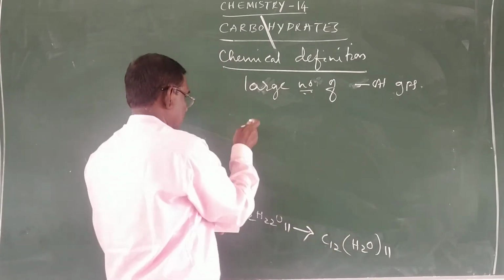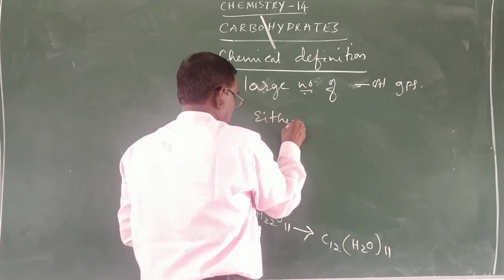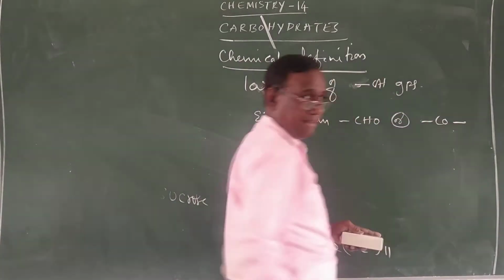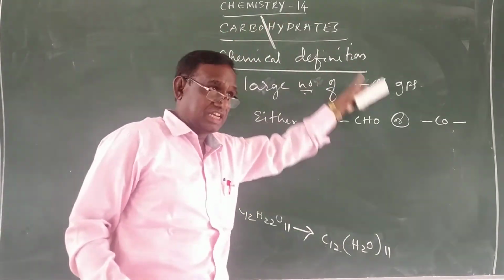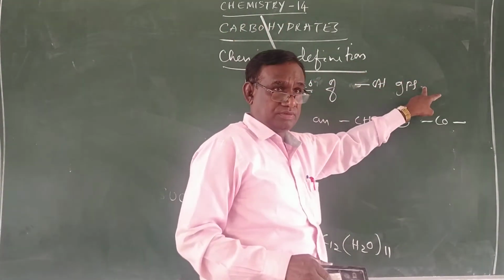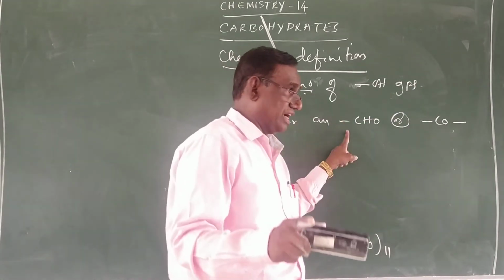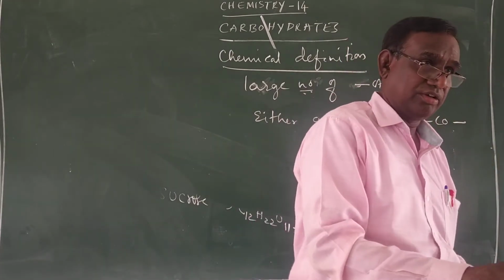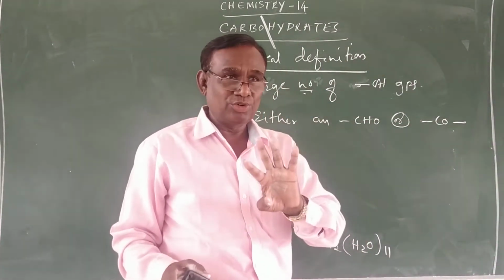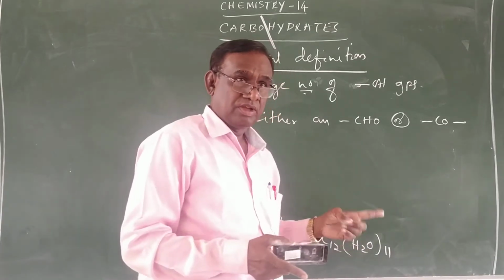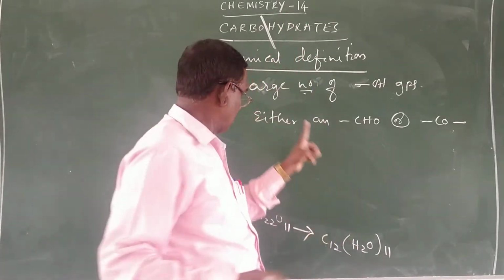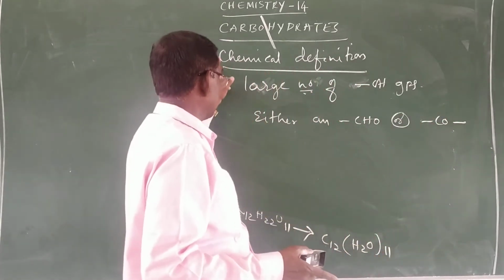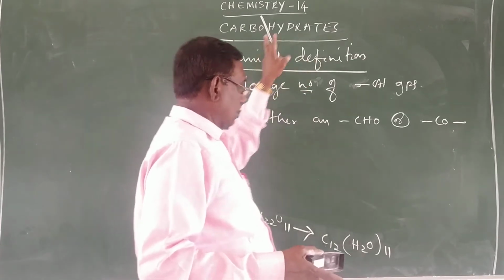In addition to either an aldehyde group or a ketonic group. That means carbohydrates essentially contain a large number of OH groups and one aldehydic or one ketonic group. How many aldehydic groups are there? Either one aldehydic group or one ketonic group, not both ketonic and aldehydic groups present in the same carbohydrate. A carbohydrate may contain either aldehydic or what? Ketonic group. Not both.